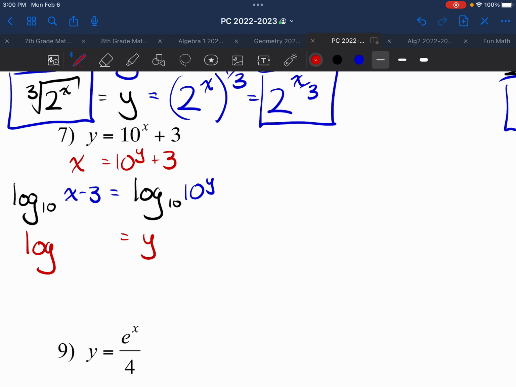Log base 10 of (x minus 3). That does need to be in parentheses, otherwise it's going to assume just the x is in parentheses, whatever's next to the logarithm. And we'll box that and we'll check our work.